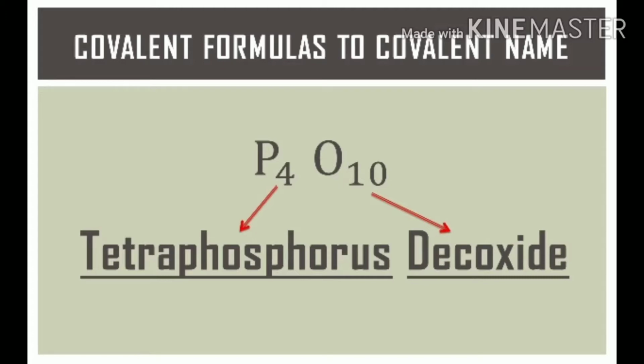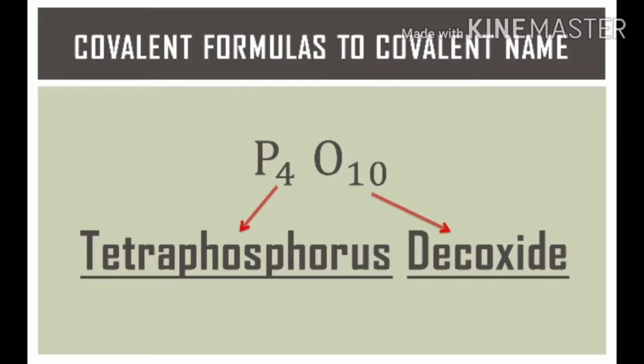It is because the first element is P, which is phosphorus and has a subscript of 4, which is tetra. Therefore, we put the prefix before the name of the element, so it's going to be tetraphosphorus. And the second element is oxygen and has a subscript of 10, which is deca. So it's going to be decoxide.